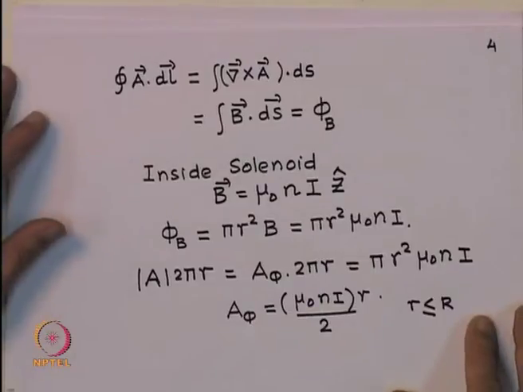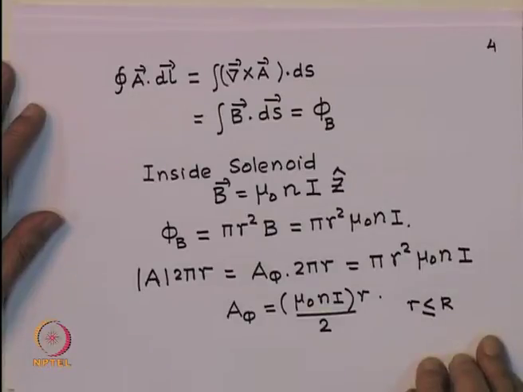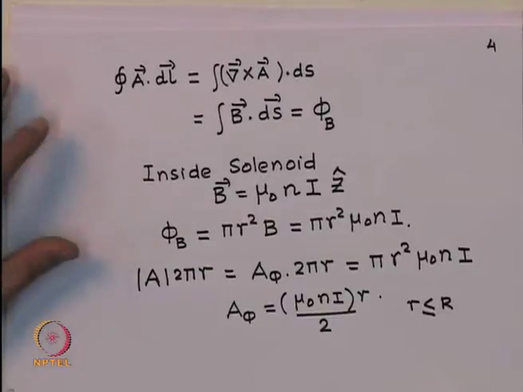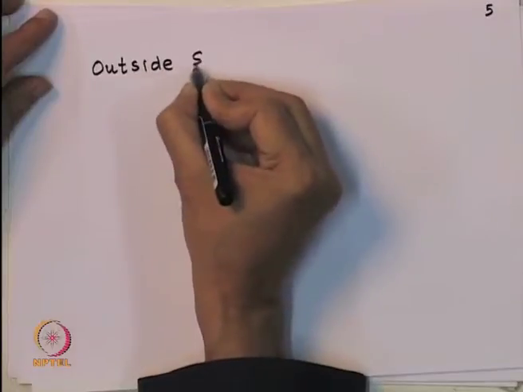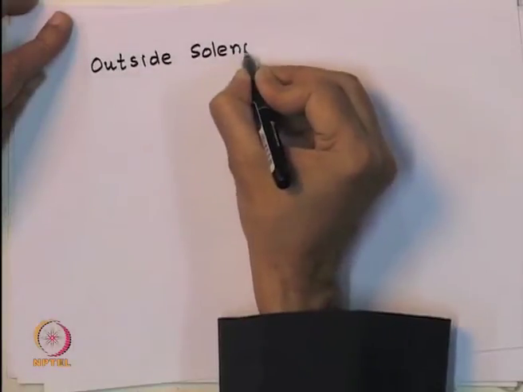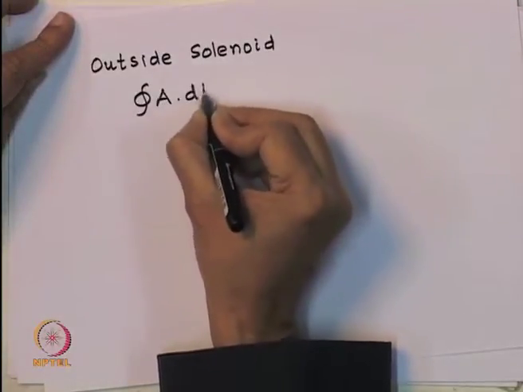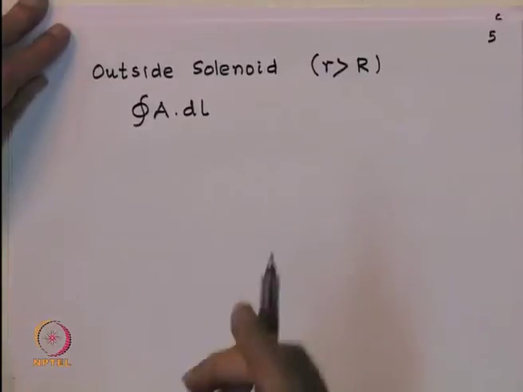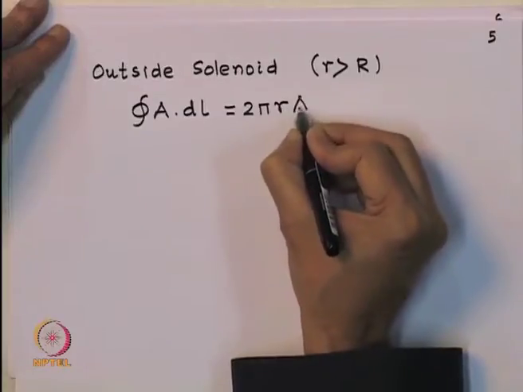Now, notice one thing, that outside the solenoid the field is 0, but if I take a loop outside the solenoid, my A dot dl is still given by, outside the solenoid, r greater than capital R, which is the radius of the solenoid, and A dot dl is given by 2 pi r times A, which you have seen is along A phi.